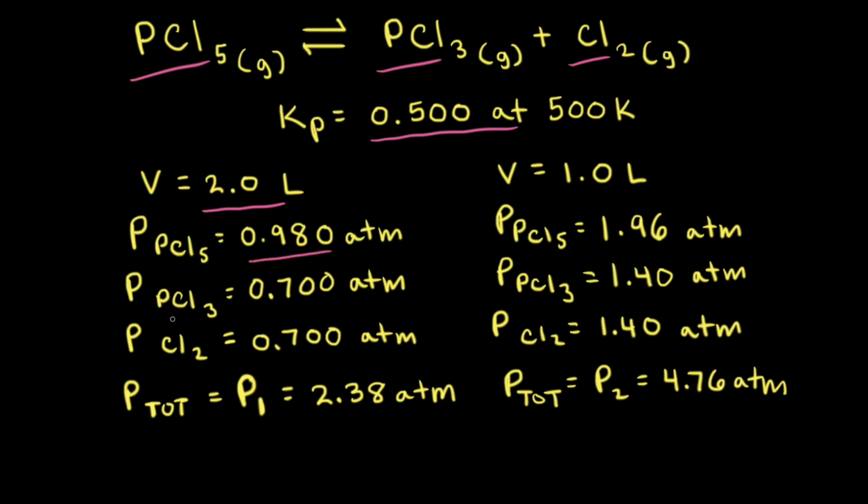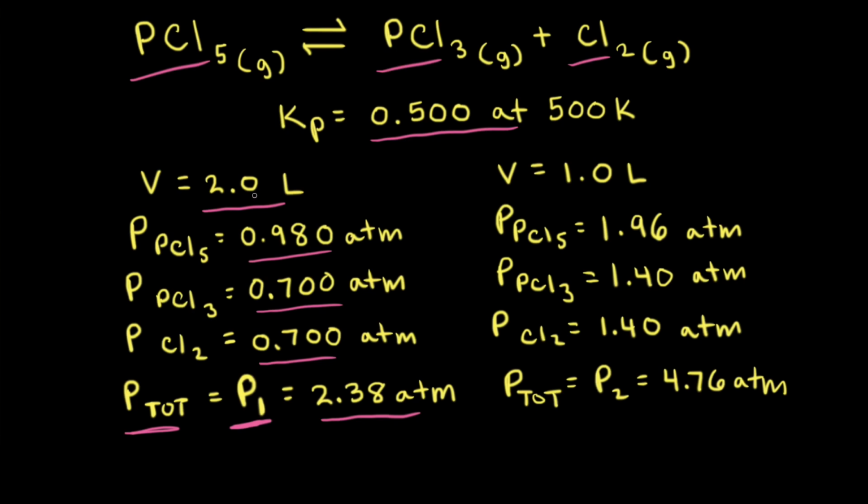The equilibrium partial pressure of PCl3 is equal to 0.700 atmospheres, and the equilibrium partial pressure of chlorine gas is equal to 0.700 atmospheres. If we add up those three partial pressures, we get the total pressure of the gas mixture at equilibrium, which is equal to 2.38 atmospheres, and we're going to call this total pressure P1.